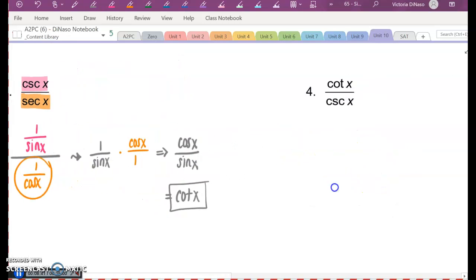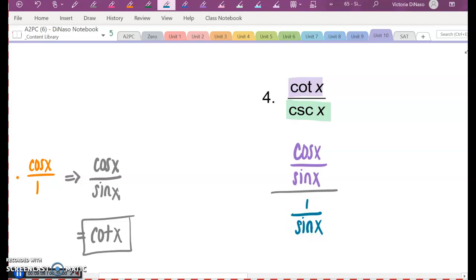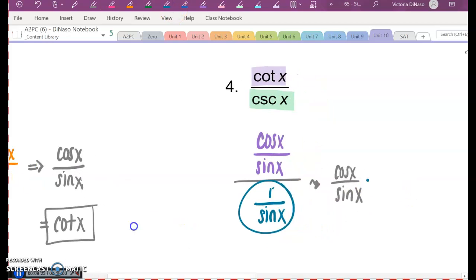Number 4. So I've got cotangent x divided by cosecant x. So we've got to change cotangent x, and I've got to change cosecant x. So we're changing both of them. Cotangent is cosine over sine. And then we've got divided by. I'm going to change cosecant into 1 divided by sine. So we start by just changing it into the identities that we know. Then we're going to change our division of fractions into multiplication. You're going to keep the numerator, which is cosine over sine, times, you're going to flip the denominator.